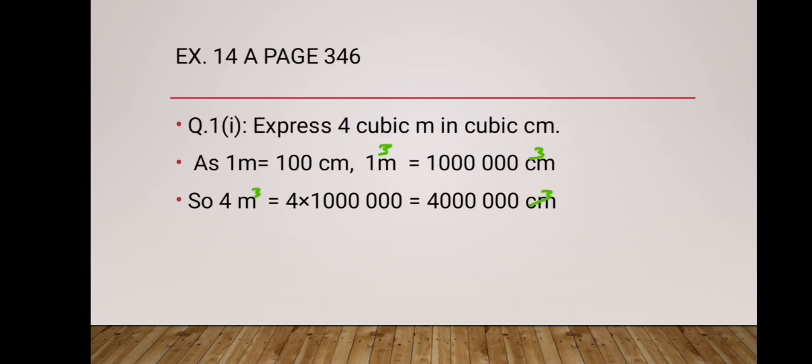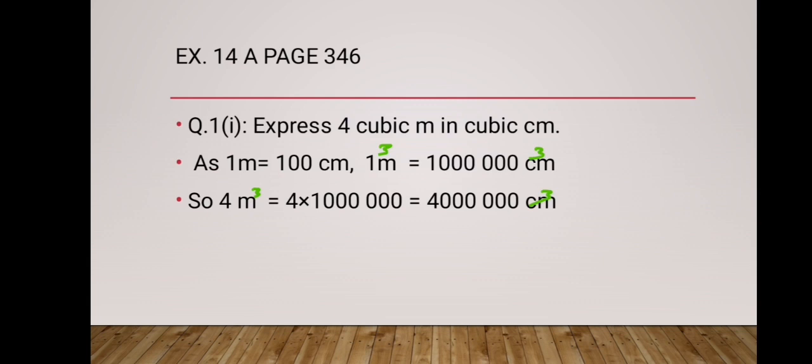Now we have to convert 4 cubic meters into cubic centimeters, so we have to multiply 4 by 1 million, means as we have to convert from bigger to smaller, so we need to multiply that. So 4 multiplied by 1 million is going to give me 4 million cubic centimeters. So we can say that in 4 cubic meters there are 4 million cubic centimeters. So this is how we have converted from cubic meter to cubic centimeter.